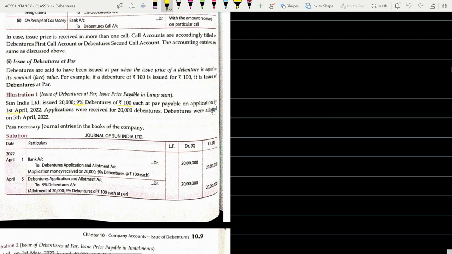It is mentioned the amount is payable on the application, and applications were received also for 20,000 debentures. So it's a full subscription. Debentures were allotted on 5th of April. So this is a lump sum method. And remember, when it is a lump sum method, we need to open an account in the name of debenture application and allotment account. Can you follow?